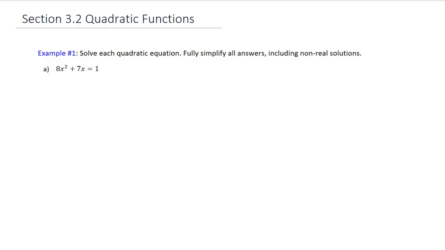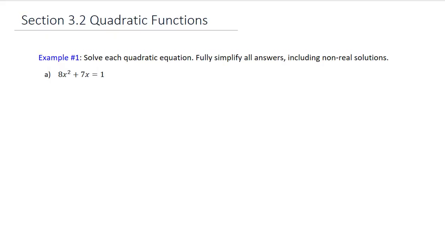To solve a quadratic equation, recall there are several methods. Refer to our notes from section 3.2 and review them. The first step is to write the equation in standard form. That is, move the 1 over to the left-hand side. This is going to give us 8x squared plus 7x minus 1 is equal to 0. We call this the standard form of a quadratic equation.